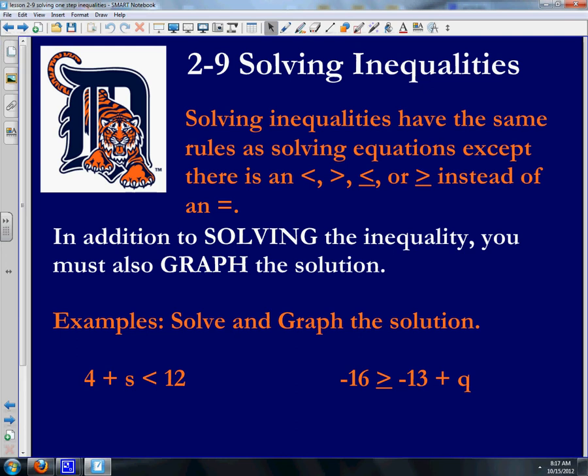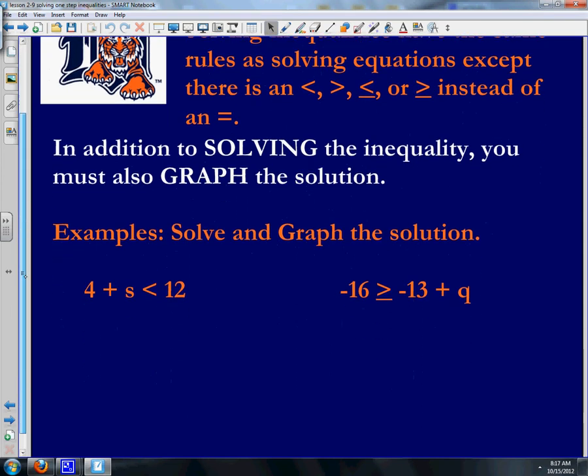All right, solving inequalities have the exact same rules as solving equations, except there's a greater than, less than, greater than or equal to, less than or equal to instead of an equal sign. So you know when we draw the line down the equal sign, it's the exact same. You're just going to draw the line down the greater than, less than, greater than or equal to, less than or equal to sign. So, in addition to solving the inequality, you must also graph it. So you will have to draw some graphs for this.